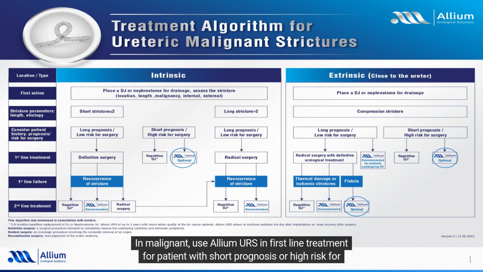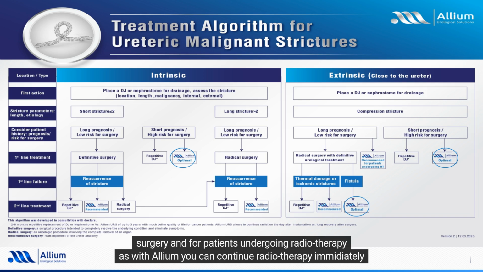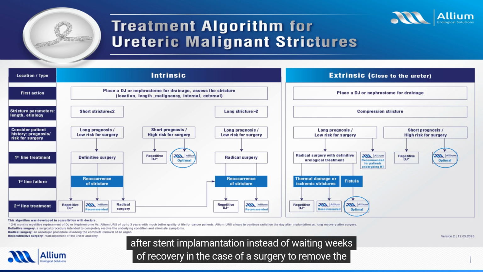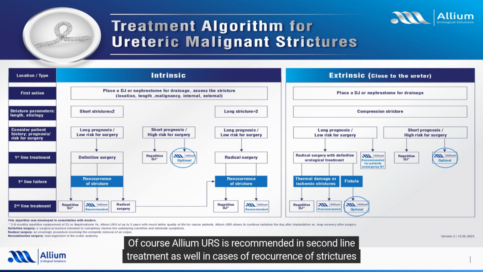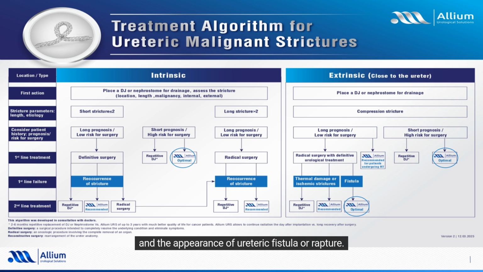In malignant, use Allium URS in first-line treatment for patients with short prognosis or high risk for surgery, and for patients undergoing radiotherapy. As with Allium, you can continue radiotherapy immediately after stent implementation, instead of waiting weeks of recovery in the case of a surgery to remove the stricture. Of course, Allium URS is recommended in second-line treatment as well, in cases of recurrence of strictures and the appearance of ureteric fistula or rupture.